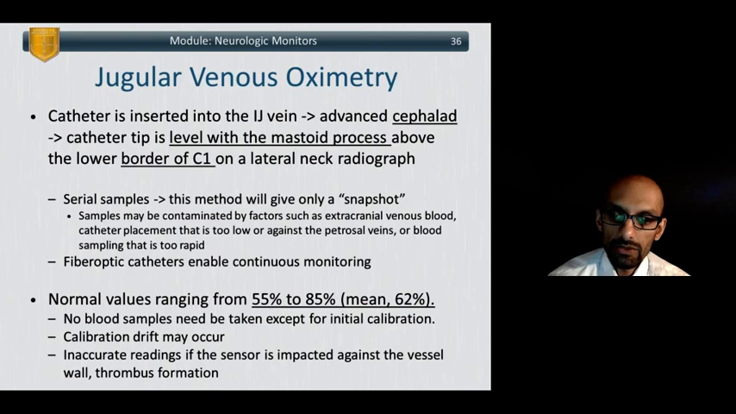The fact that it's only around 60% in the jugular makes sense because the brain is a very highly metabolically active organ system. So overall, calibration drift may occur, and inaccurate readings may occur if the sensor is impacted against the vessel wall or with thrombus formation, or you get a lot of extracranial blood contamination.